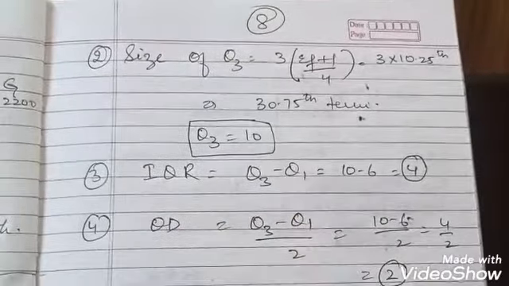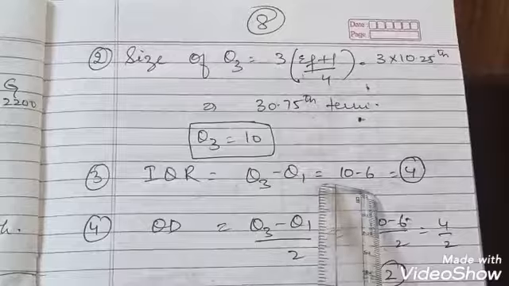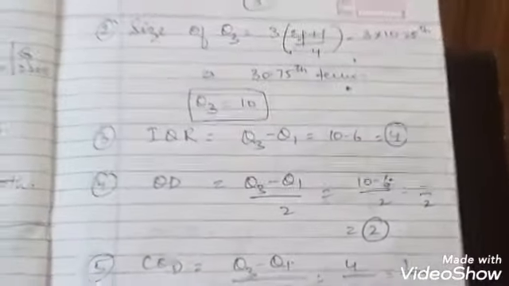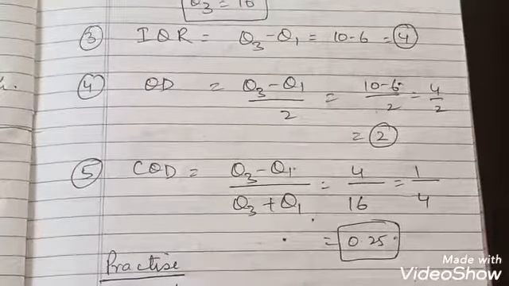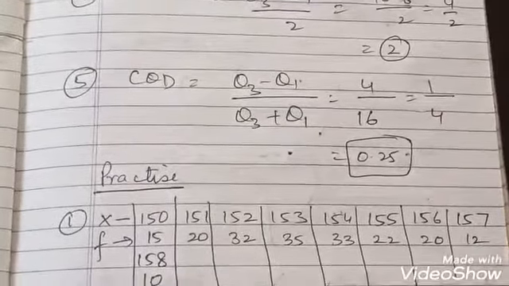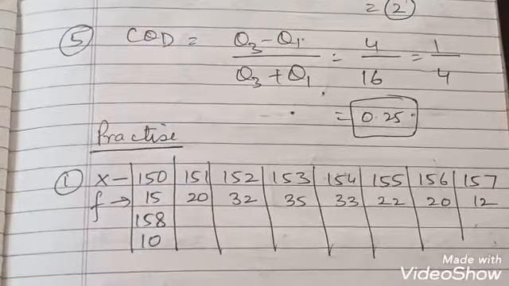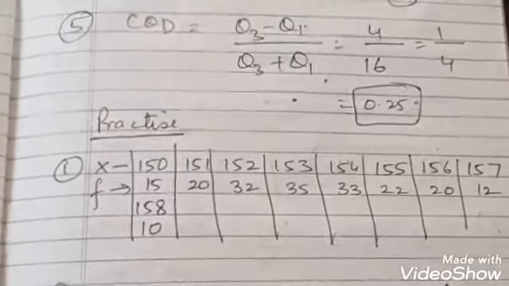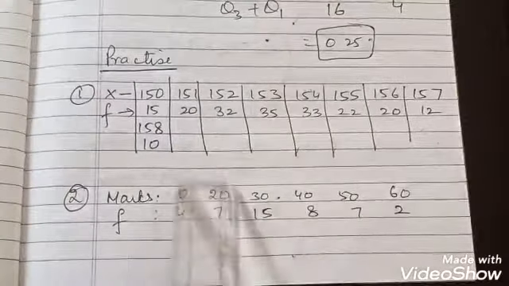You have to find both of these anyway. Then interquartile range Q3 minus Q1: 10 minus 6, 4. Quartile deviation, or semi interquartile range, Q3 minus Q1 upon 2: 4 upon 2, 2. Coefficient of quartile deviation Q3 minus Q1 upon Q3 plus Q1, which is 4 upon 16, which is 0.25. Again two sums are given to you, children, for practice.